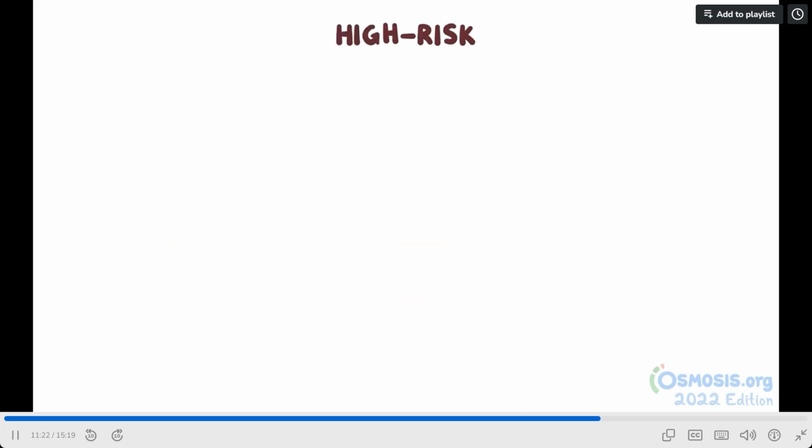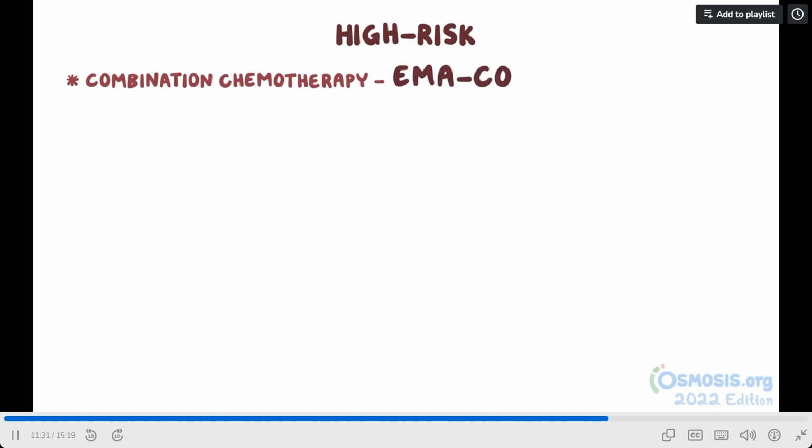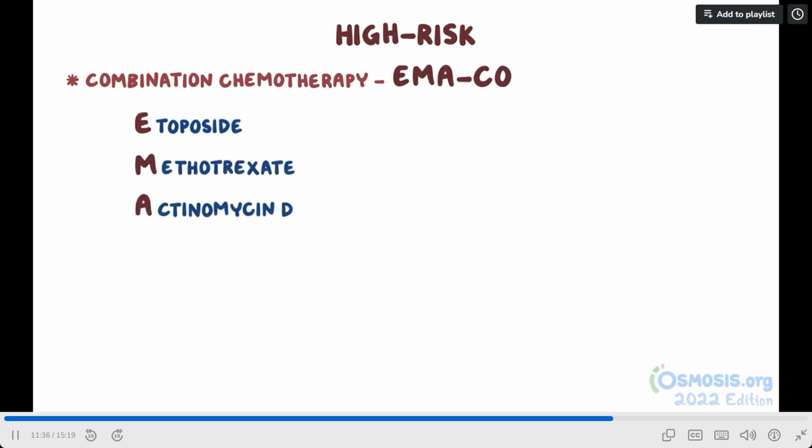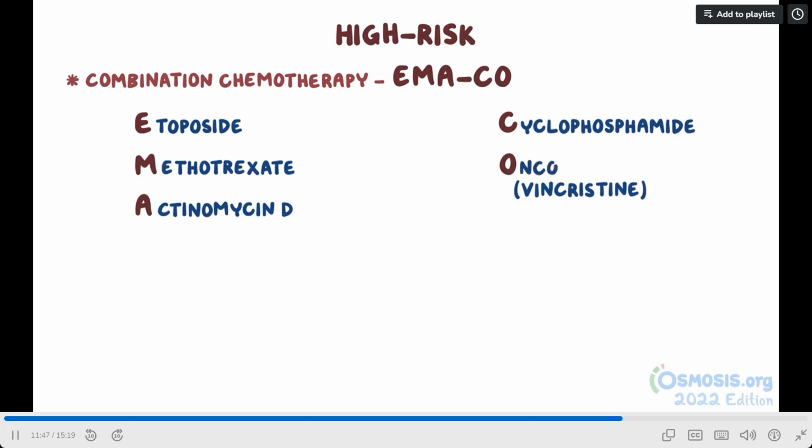For females with high-risk gestational trophoblastic neoplasia, combination chemotherapy is recommended, and the preferred regimen is EMA-CO. EMA stands for etoposide, methotrexate, and actinomycin D, and CO for cyclophosphamide and vincristine, respectively. The O for vincristine is given because it refers to the brand name of that medication, Oncovin. The dash between the two means that they're given alternately, so one week the female will receive 2 days of EMA chemotherapy, and the next week she'll get 1 day of CO, and so on.